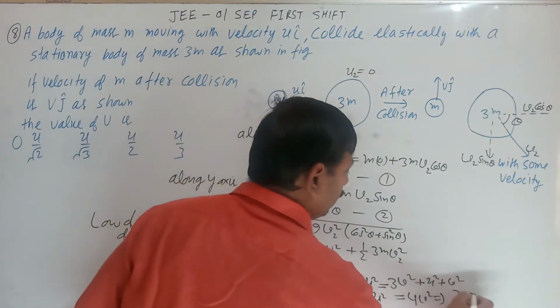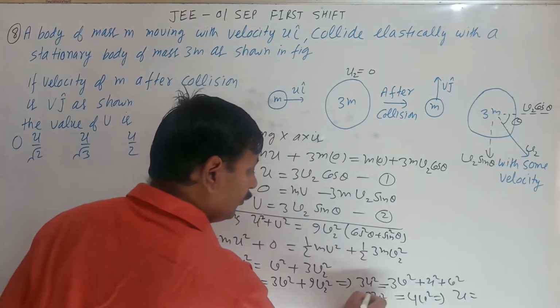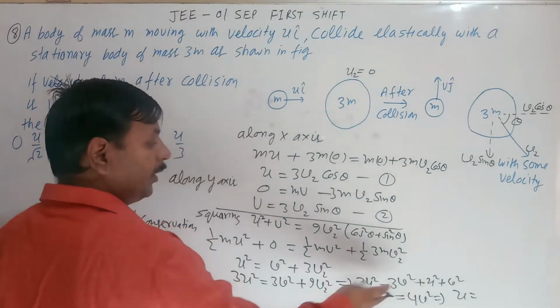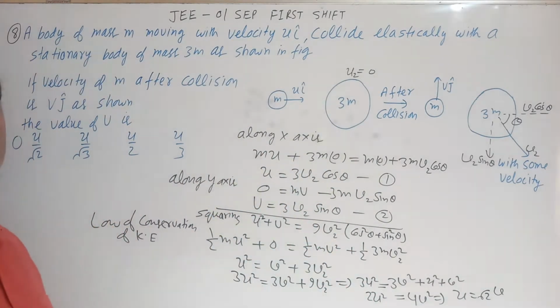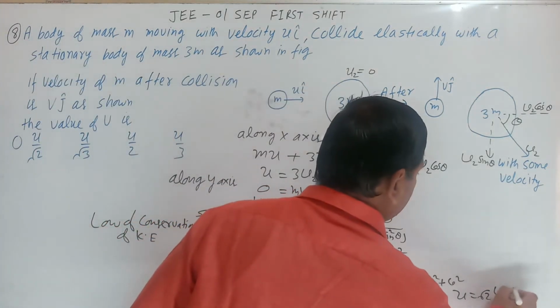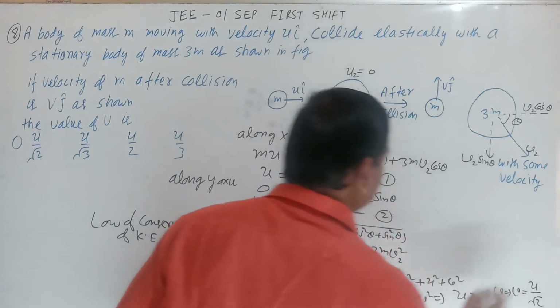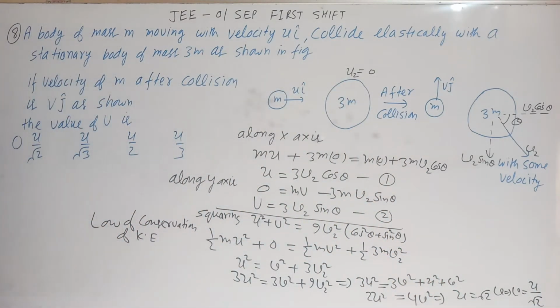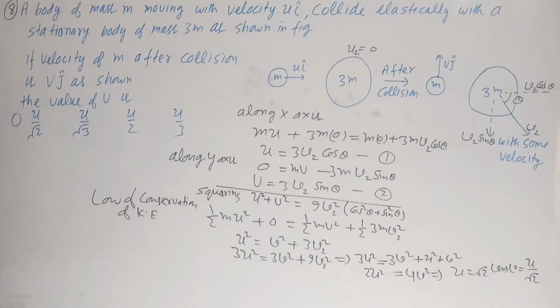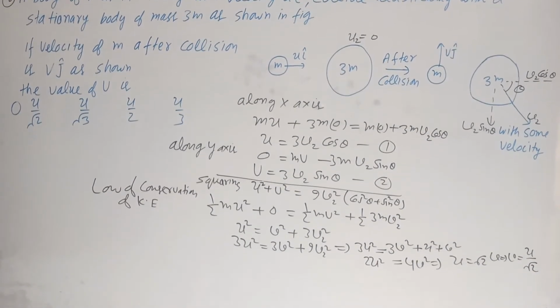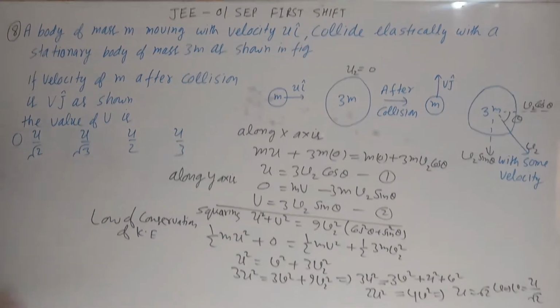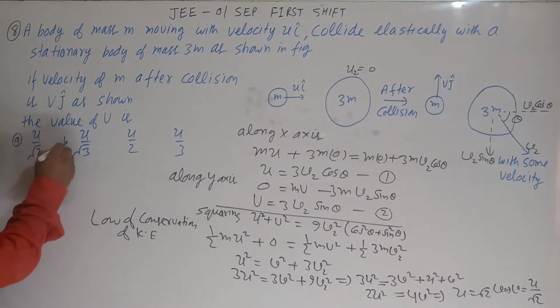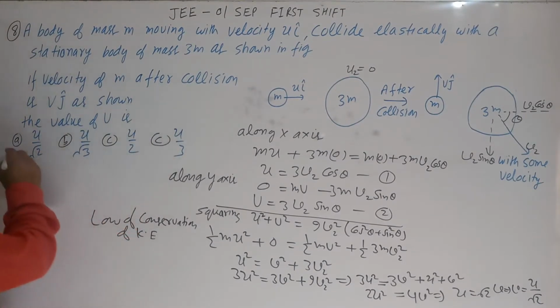2u square is equal to 4v square, so u square is 2v square. You can find the relation u is equal to root 2 v, or v is equal to u upon root 2. So here we can see that the first option, option A, is the correct one. V is equal to u upon root 2.